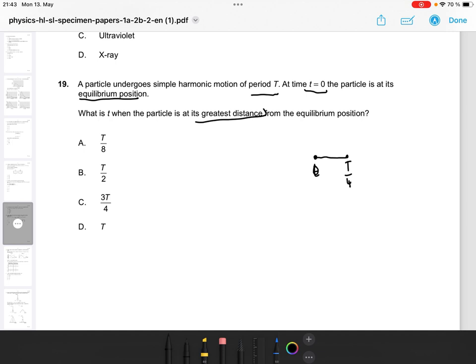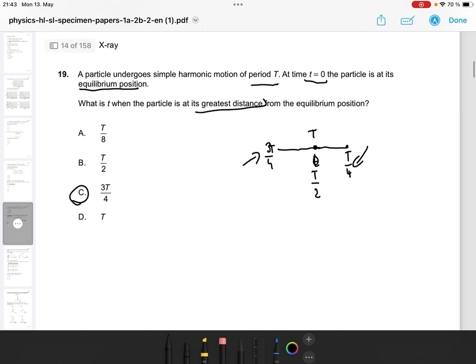And then at T over 2, the particle will once again be here. And now at 3T over 4, the particle will be here. And at T, the particle will once again be here. Now we can see that the maximum displacement occurs here or here. And as 3T over 4 is an option, our answer must be C.